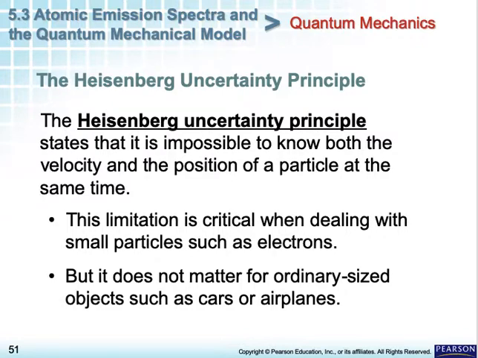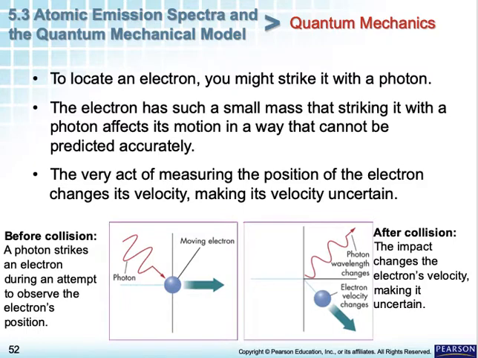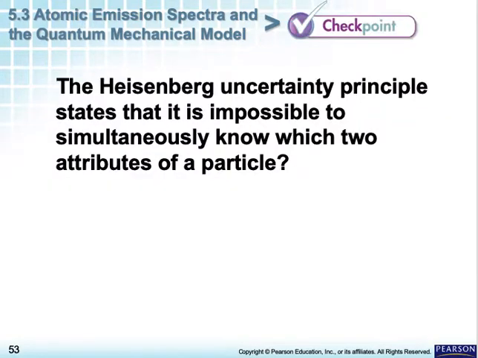I cannot determine both. So, to locate an electron, I'm going to strike it with a photon of energy, and as soon as I do that, I will move its position. And so I can either know one or the other. I cannot know both. Heisenberg's uncertainty principle states that it is impossible to simultaneously know which two attributes of a particle? And that would be velocity and position.